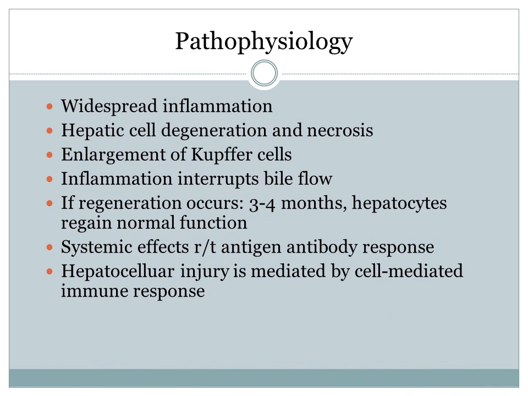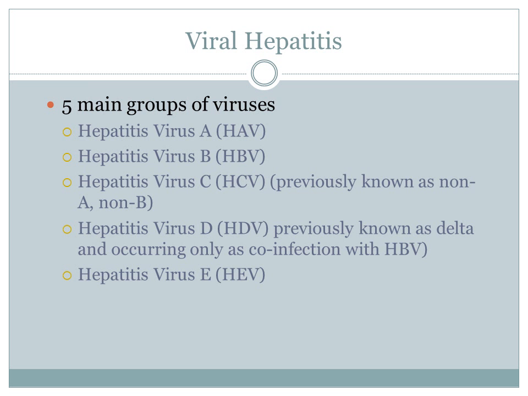As far as pathophysiology, there's widespread inflammation of the liver, and degeneration and necrosis of the cells, as well as enlargement of certain cells. This inflammation interrupts the bile flow, and sometimes hepatocytes do regain normal function, and this regeneration may take 3 to 4 months. The systemic effects are due to the antibody-antigen response, and we have this cell-mediated immune response occurring at the same time.